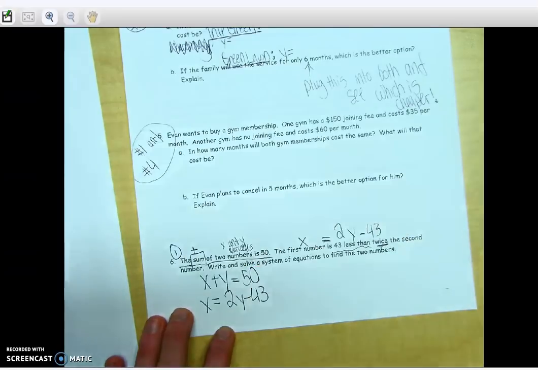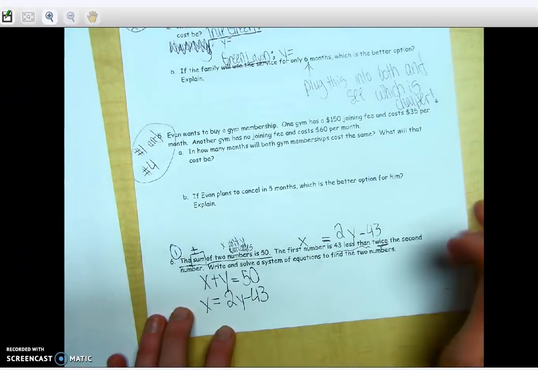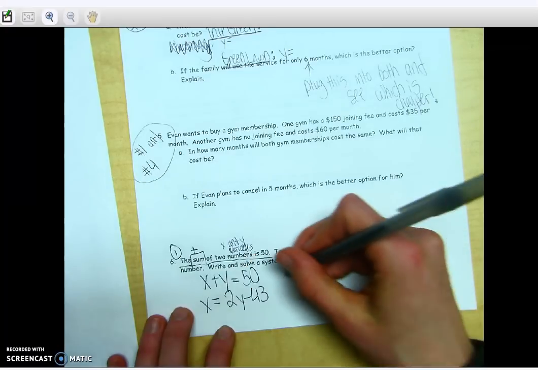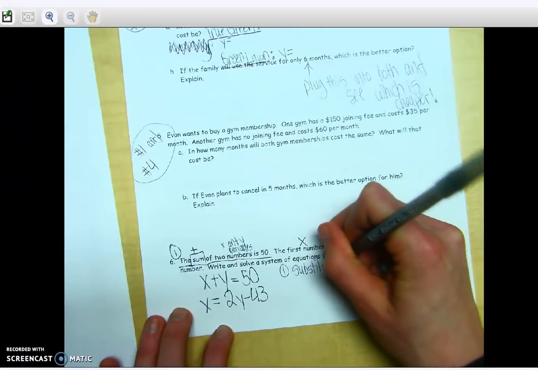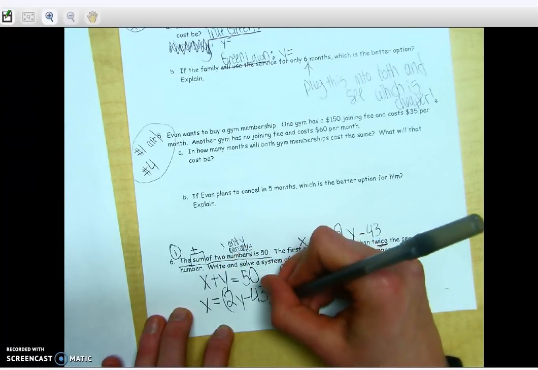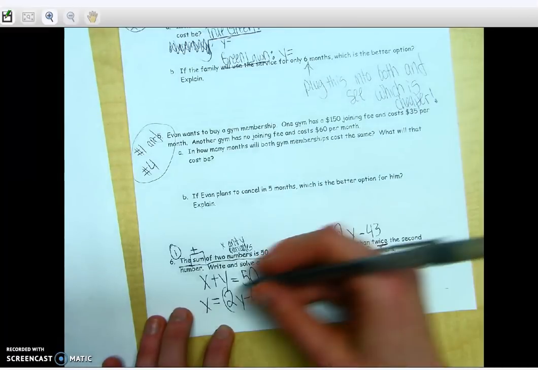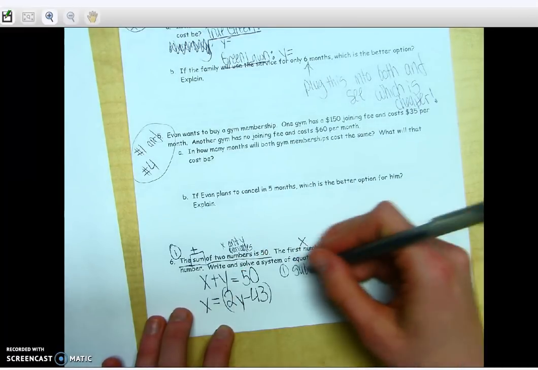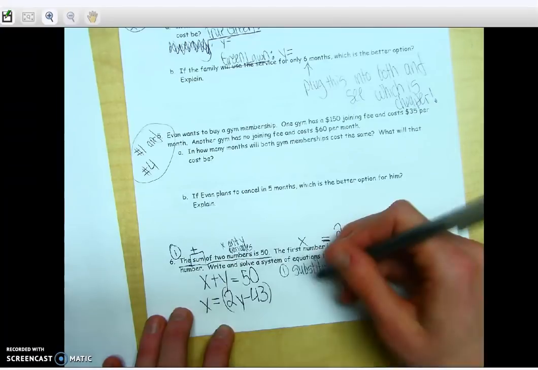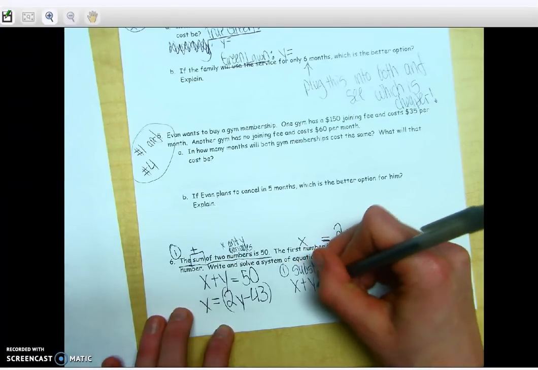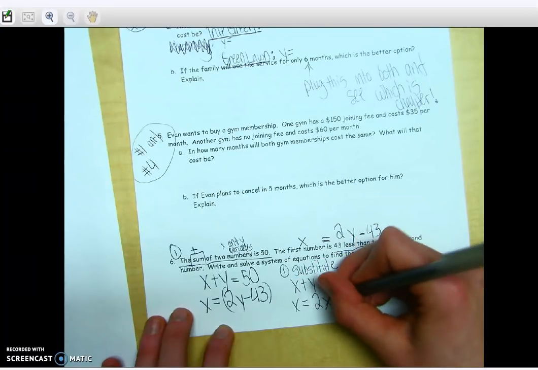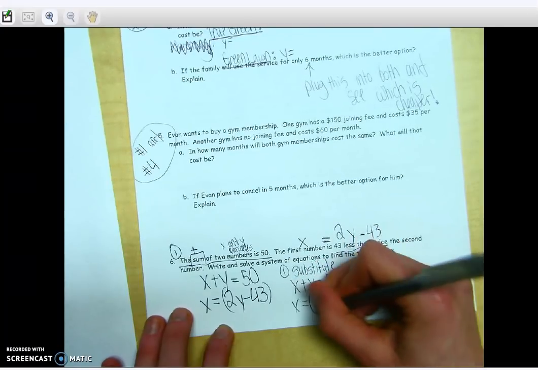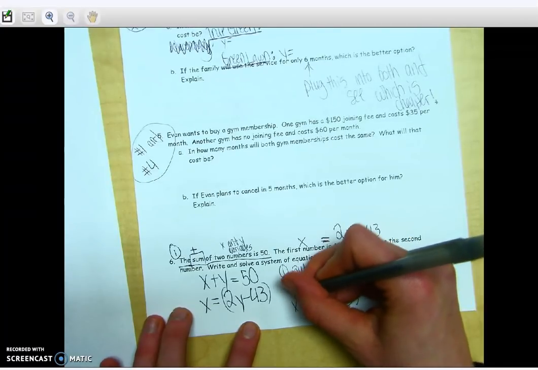I'm going to need to solve my system. Now you have 2 options. So the first one you can substitute by plugging in 2y minus 43 in for x. So we would have x plus y is equal to 50. And then we're going to plug in this new expression, 2y minus 43 in for x, and then we can solve for both.